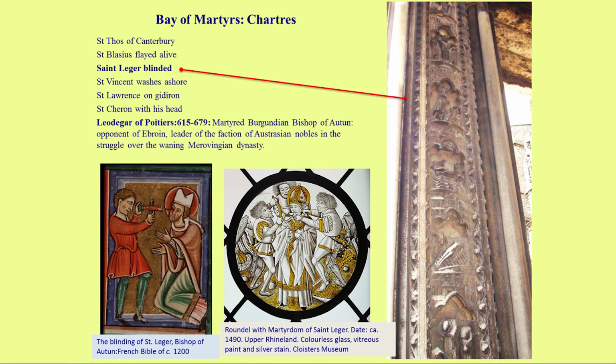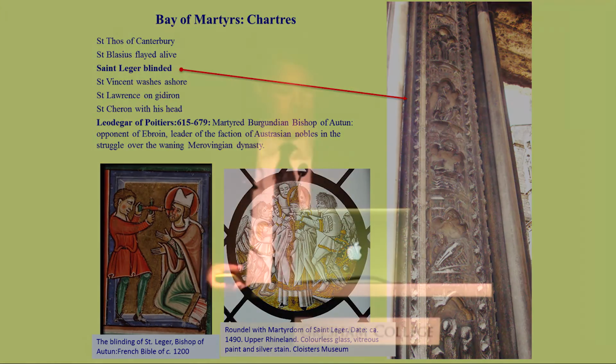But essentially, we know who these people are. This is the gridiron, so we know this is St. Lawrence. This is St. Vincent, who's been washed ashore. Here's the waves. And then this is St. Léger, who's here having this instrument ground into his eyes. Blindness also has a movement from unbelief to belief.